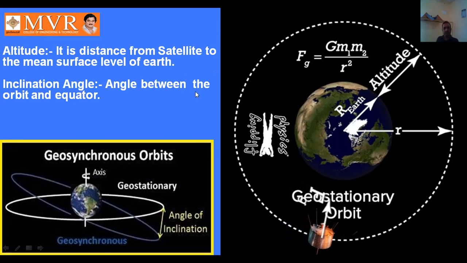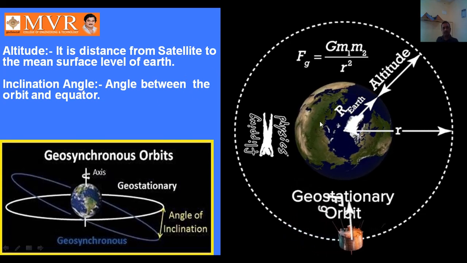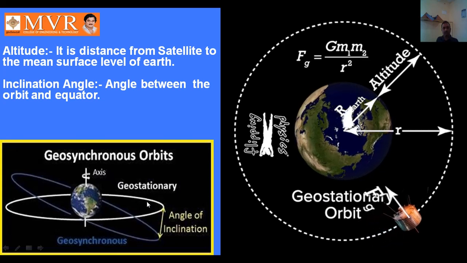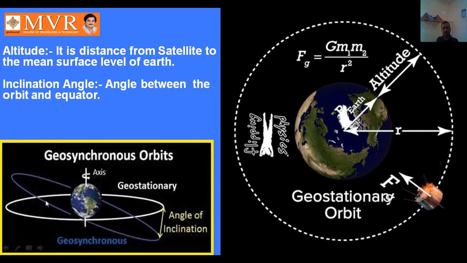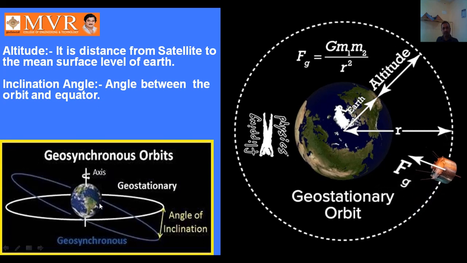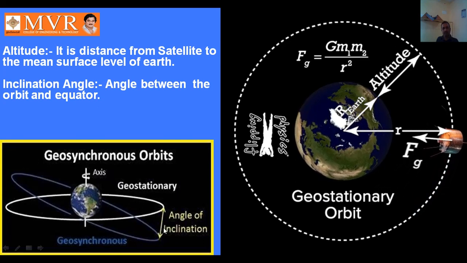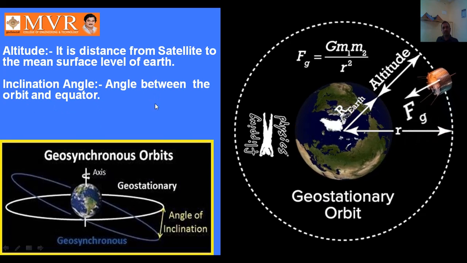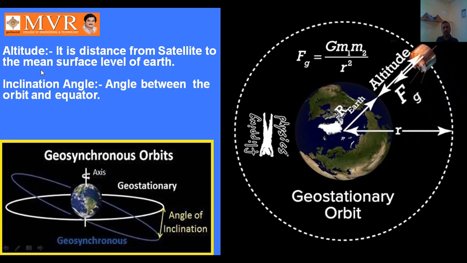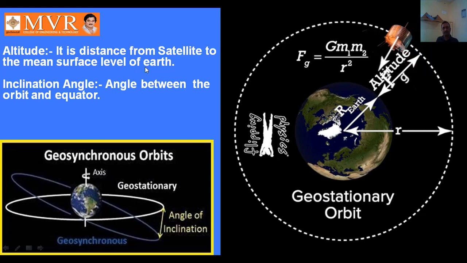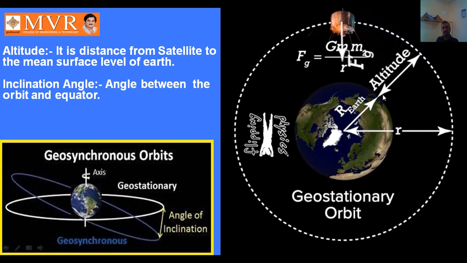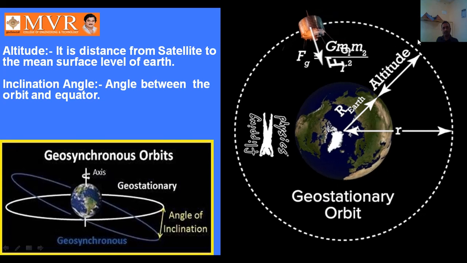So, inclination angle means the angle between the orbit and the equator. This is the orbit, this is the equator. Like this we can define the angle between the orbit and equator. The distance from the satellite to the mean surface level of earth is called altitude.